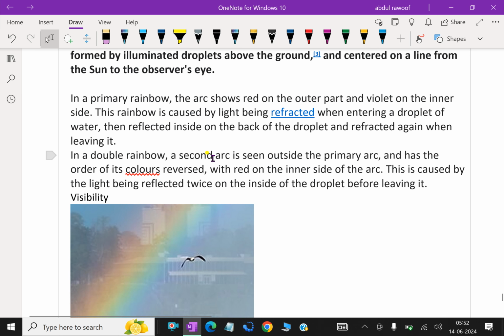In a primary rainbow, the arc shows red on the outer part and violet on the inner side. This rainbow is caused by light being refracted when entering a droplet of water, then reflected inside on the back of the droplet and refracted again when leaving it. The double rainbow, that means a second arc, is seen outside the primary arc and has the order of its colors reversed, with red on the inner side of the arc. This is caused by the light being reflected twice on the inside of the droplets before leaving it.